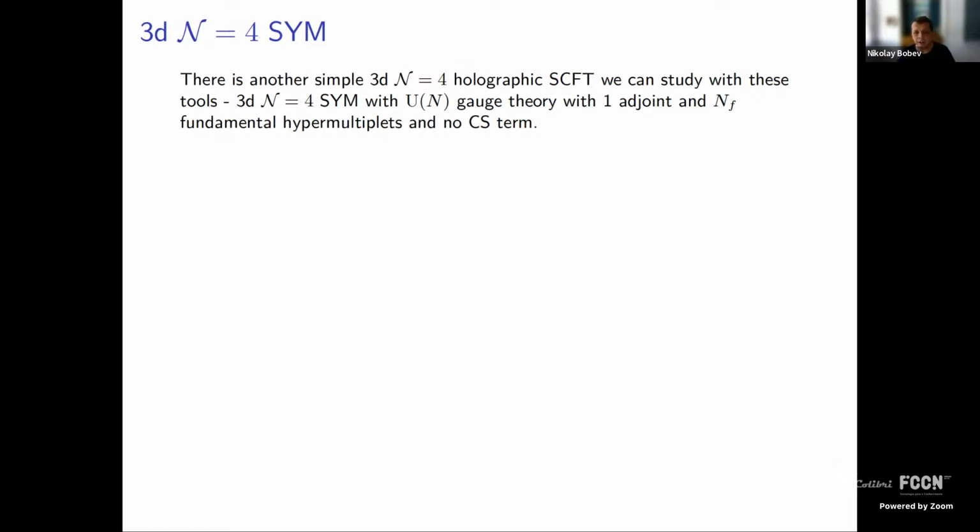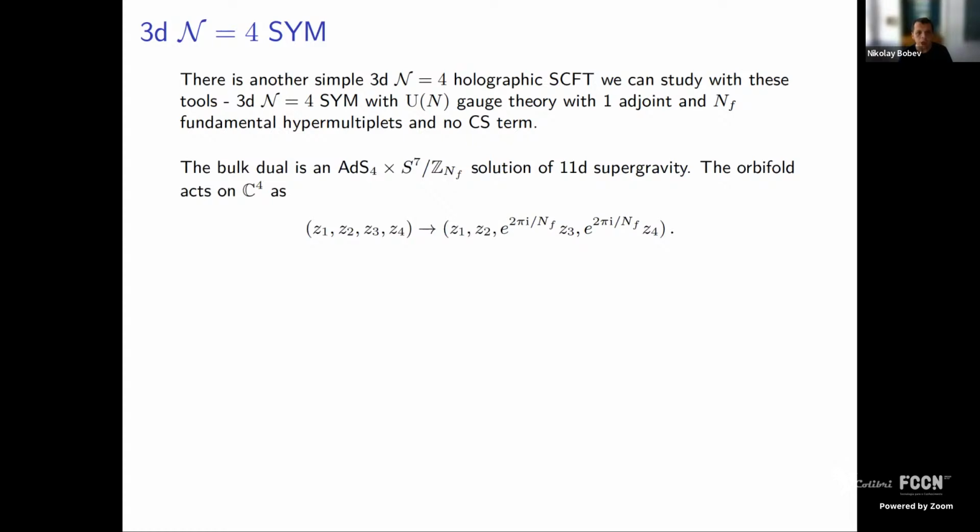It's slightly different from ABJM. It's a Yang-Mills theory, so when you write down the Lagrangian, it's not conformal. It's a U(N) Yang-Mills, like N equals 4 Yang-Mills in 3 dimensions. But then you add one adjoint and N_F hypers, and there's no Chern-Simons term. So this thing undergoes an RG flow, and the claim is that in the IR, you'll hit a strongly coupled CFT. The bulk dual of this model is some specific orbifold of S7.